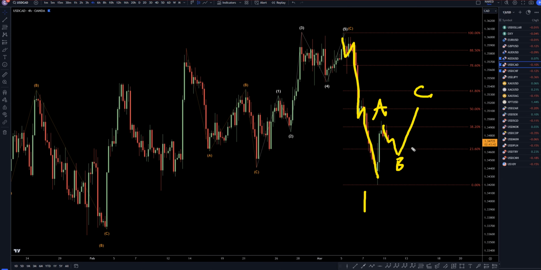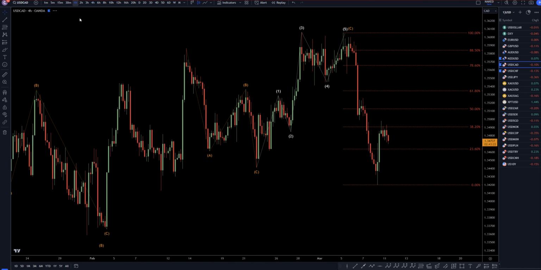Tomorrow is CPI for the US dollar, so if it ends up looking anything like this, then I would say that there's a very good likelihood it's going to go down for a wave 3. But whether it happens at tomorrow's CPI news or if it happens later on, I'm definitely still looking at this as an ABC correction, most likely a wave 2, and then most likely going back down for that wave 3.